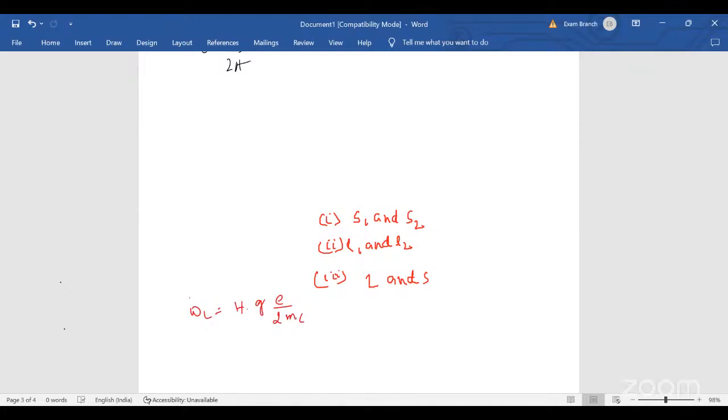Now the precession of J will change the total energy of the system. The change in energy is given by delta E, which is a combination of omega L, that is H g e by 2mc, into J into h by 2 pi into the cosine of the angle between J and H.